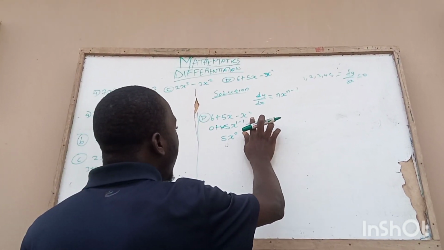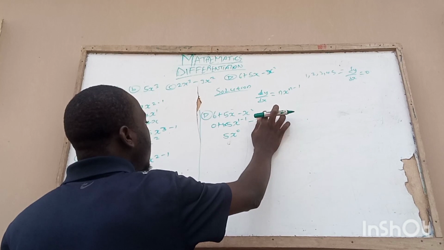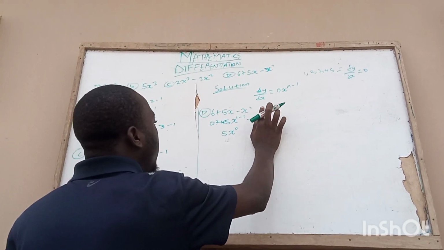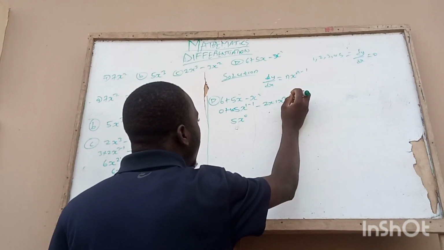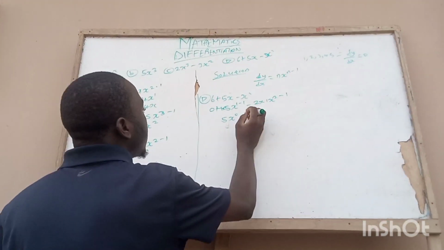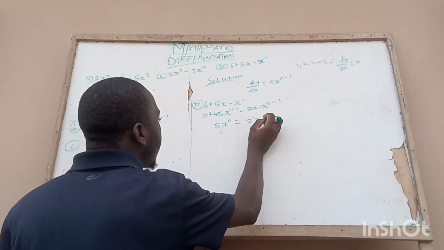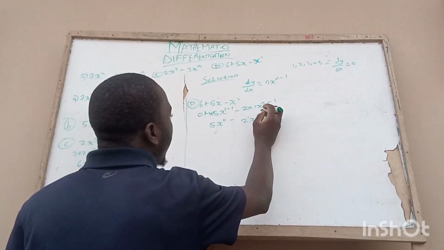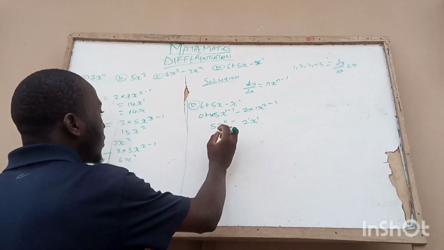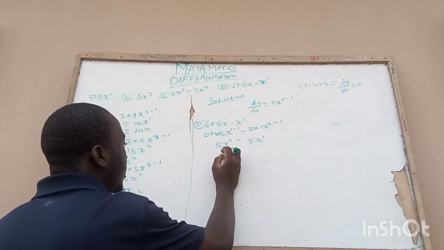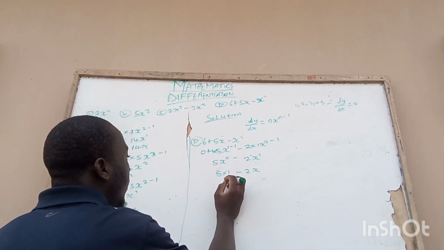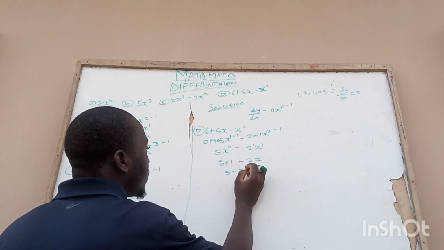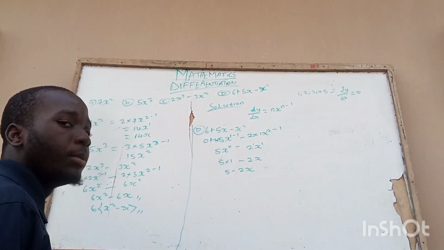Okay, for our x squared, for the differentiation of x squared, we are going to have 2 times 1 x to the power 2 minus 1. So we have 2x to the power 1. So 5 times x to the power 0, which is 1, is 5. 5 times 1 minus 2x is going to give us 5 minus 2x. Hope it is understood.